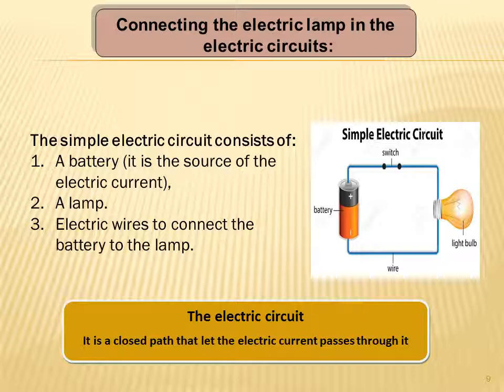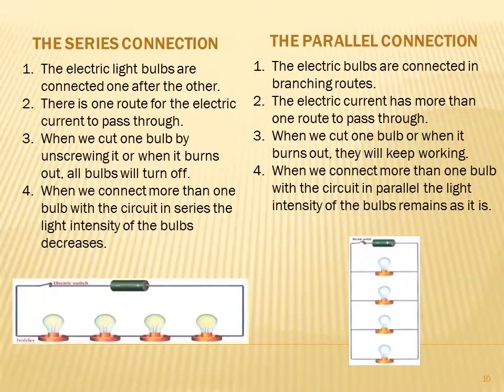If I turn it on, all wires will be connected together, so the lamp will light up. If I turn it off, wires will be away from each other, so the electric current will not pass continuously and the lamp will not light up. How to connect too many lamps in the electric circuit? There are 2 ways, whether in series or in parallel.